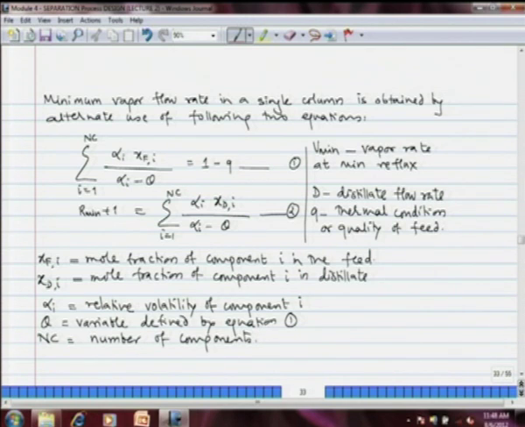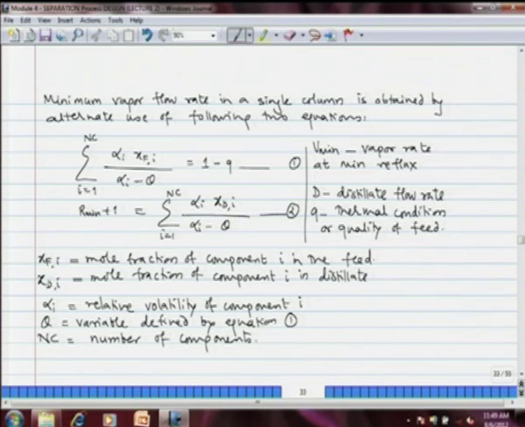Now, q is the thermal condition or quality of the feed. This aspect also you have dealt with in the course of mass transfer, the quality of the feed. When the feed is saturated liquid or liquid at its bubble point, then value of q is, oh sorry, value of q in that case is 1, if the feed is at its bubble point.